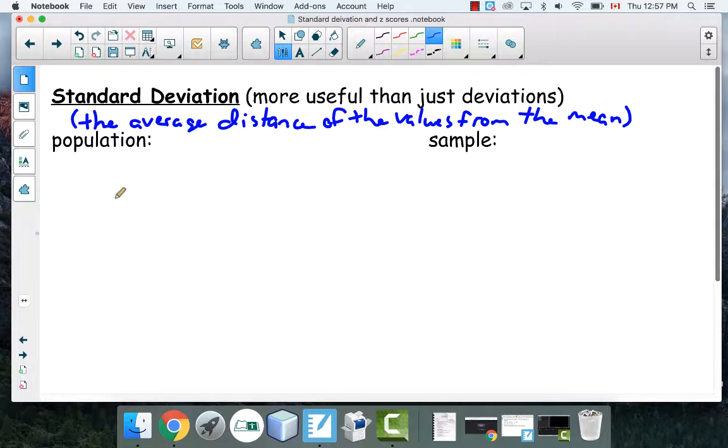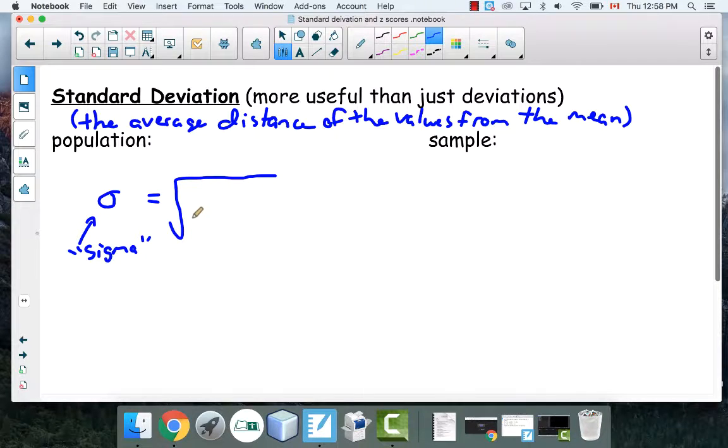Okay. The population equation looks like this. It looks kind of like an O, but it's got a little hooky thing right here. This symbol is pronounced sigma. It's a Greek letter. They use this symbol to represent standard deviation. Now the equation for standard deviation looks like this. It's a great big square root.